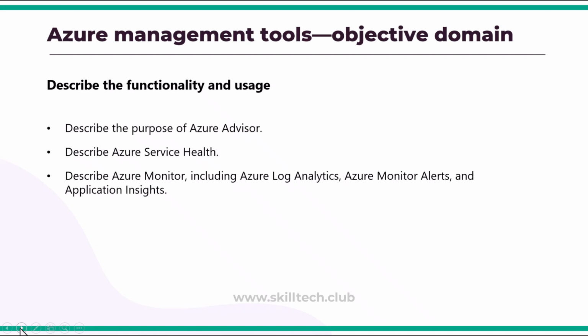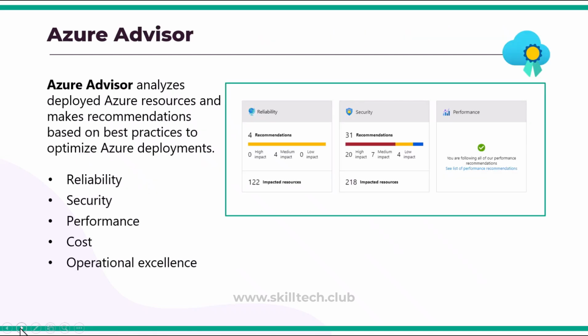Let's go through this. Azure Advisor is going to analyze your deployed Azure resources and make recommendations based on the best practices to optimize your Azure deployment. As you can see on the screen right now, it is showing you that you have 4 recommendations for reliability and 31 recommendations for security. Now you can see that hundreds of resources are deployed there.